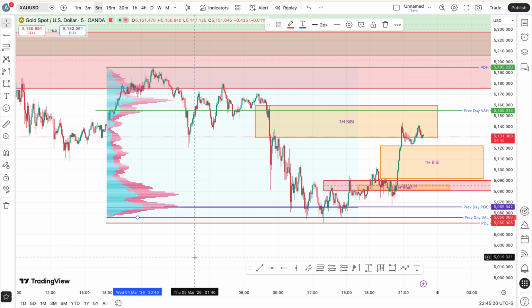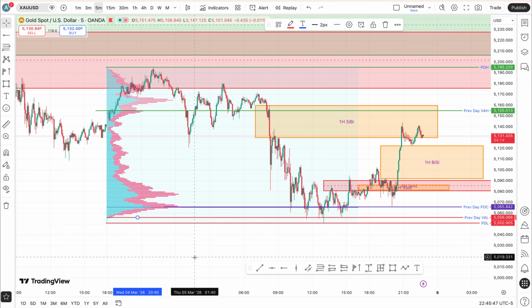So when we look at volume profile from yesterday's session, the value area high, the point of control and value area low are what we mark. The point of control or the POC represents the price where the most volume of trading happened. In this case, the previous day's POC sits around 5065.